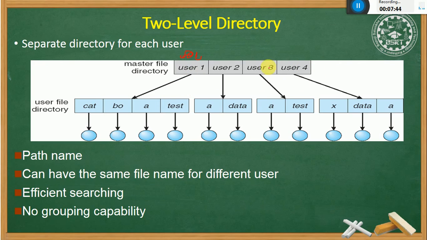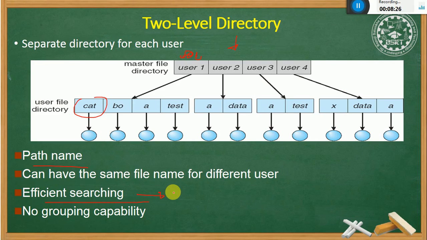So a user is accessing user1 directory, in that there are subdirectories cat, bow, a and test, and in the directory cat we have a file. So it is called a 2 level directory. In single level there is only a single directory structure. In 2 level directory structure it has 2 directories. So it is easy to find out the path. So we can identify an individual file or we can group the file. It is efficiently searched. So this 2 level directory is used for efficient searching.